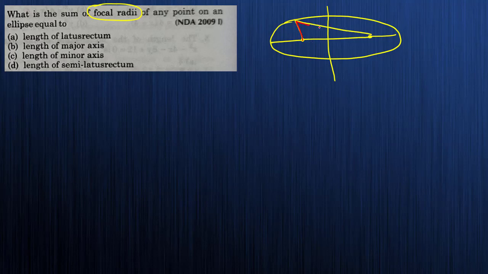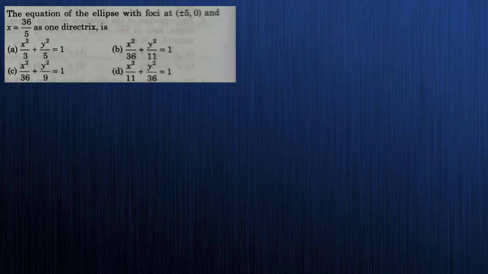It is the length of the major axis. Okay, how much will this distance be? This distance d1 plus d2, how much is it? It is always equal to the length of the major axis. So length of major axis, option number B. Focal radii or focal distance, both are the same.